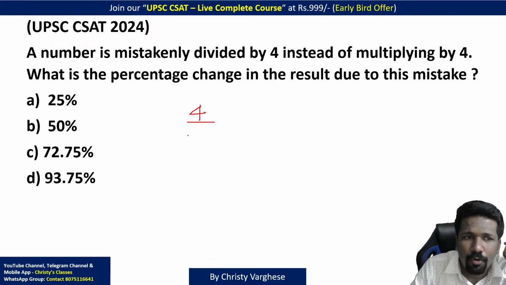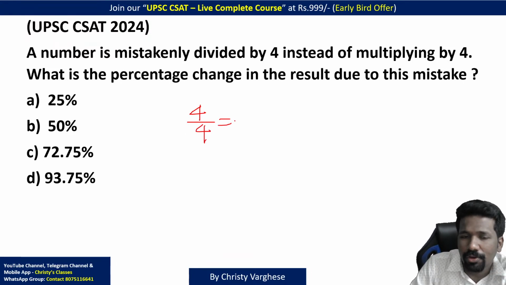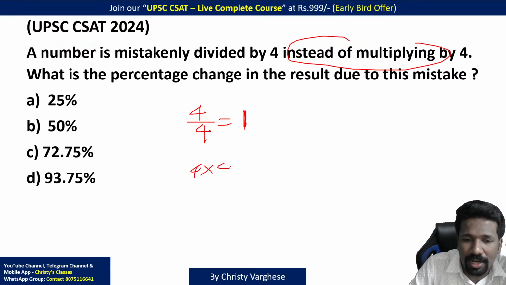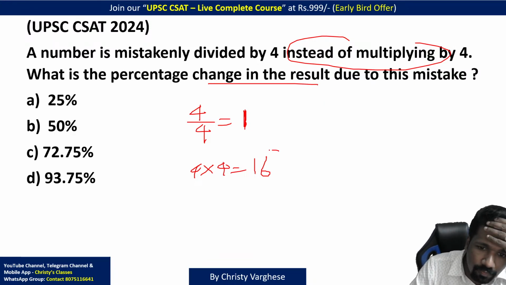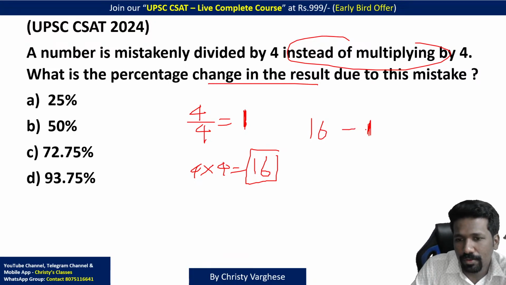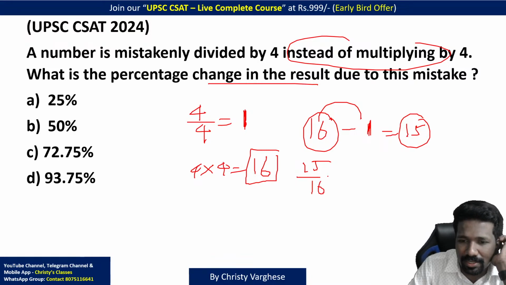Now, for example, let 4 be the number which is divided by 4. When you divide 4 by 4, what will you get? 1. Instead of dividing, if you multiply the same number by 4, 4 times 4, what will you get? 16. What is the percentage change in the result? So we were supposed to get 16, but we are getting 1. So the error is 15. 16 minus 1, 15, out of 16. So 15 out of 16 is the error.